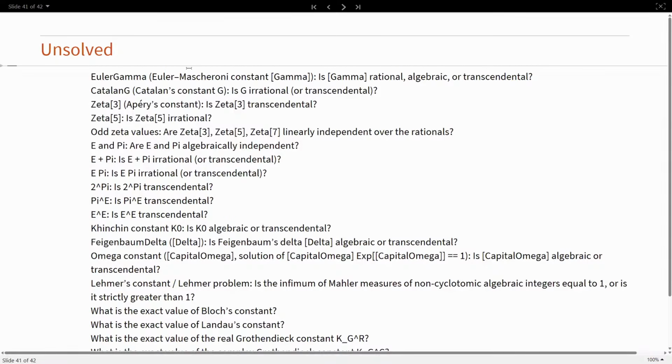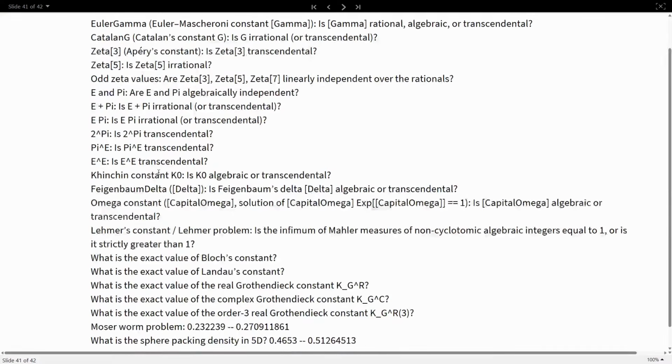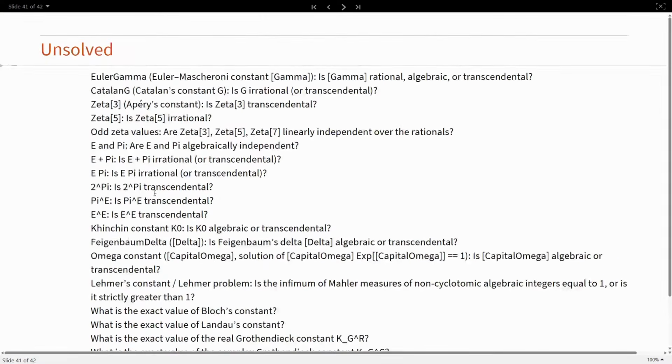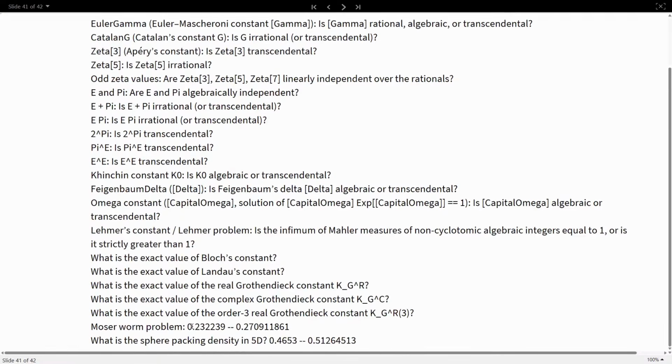We have a whole bunch of unsolved problems with constants. And here are some of them here. Whether various values are transcendental, what are some of the exact values? For example, the Moser worm problem is bounded. The best sphere packing in 5 dimensions is bounded. The order 3 Grothendieck constants are also bounded. So here are a few of the unsolved problems that I know about.